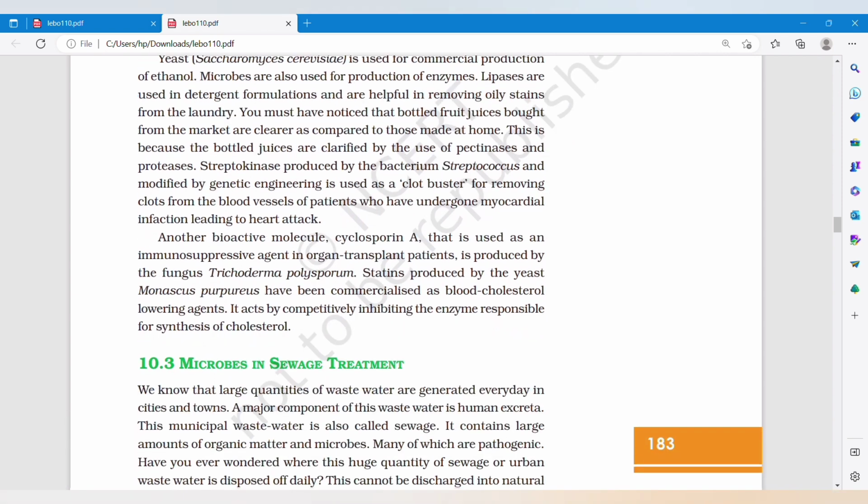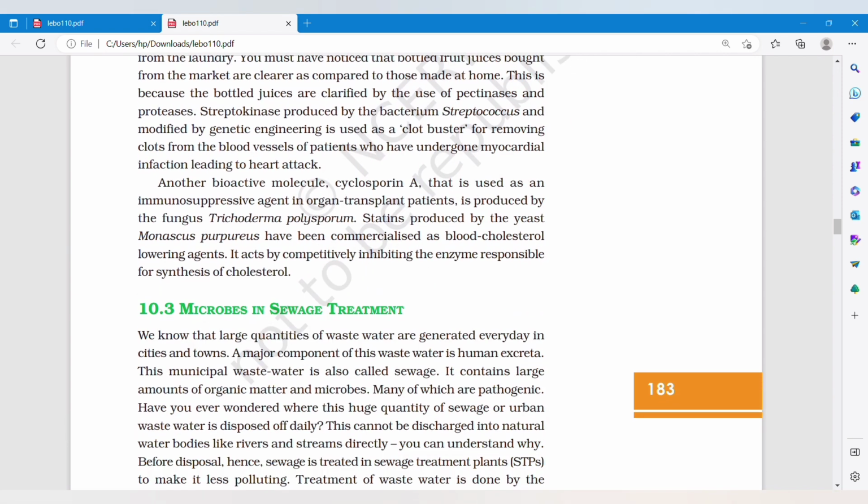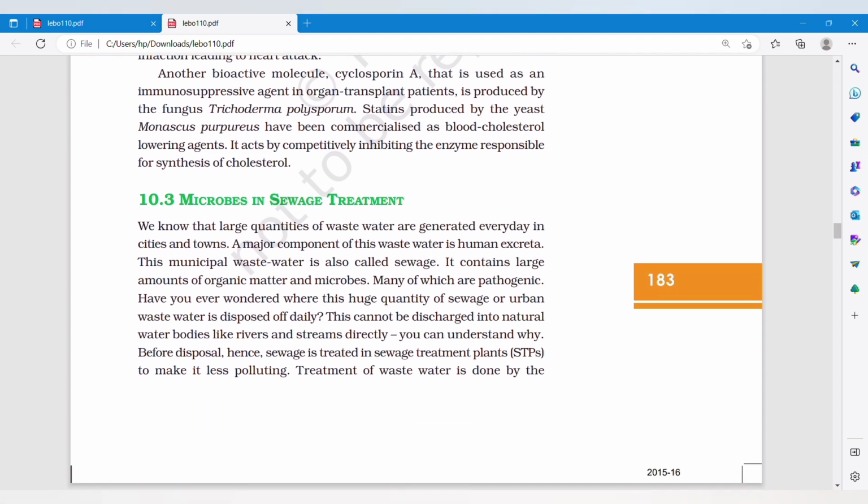Another bioactive molecule is cyclosporin A, which is used as an immunosuppressive agent in organ transplant patients and is produced by the fungus Trichoderma polysporum. Statins produced by the yeast Monascus purpureus have been commercialized as blood cholesterol lowering agents. It acts by competitively inhibiting the enzyme responsible for synthesis of cholesterol. And now, microbes in sewage treatment.